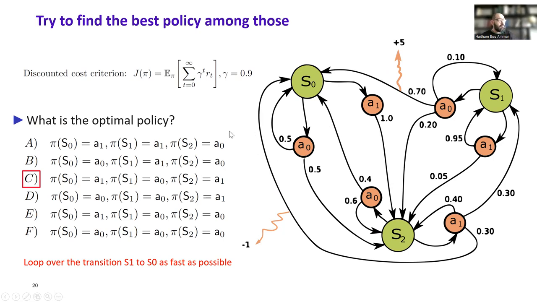So from those policies, what's the best policy? I think the way you could figure that out is you can list all of them and then try to compute the J pi for them, for some n or for big enough n.